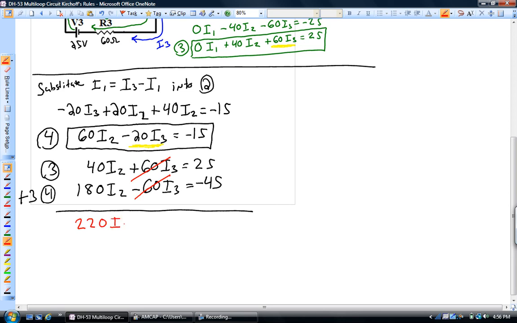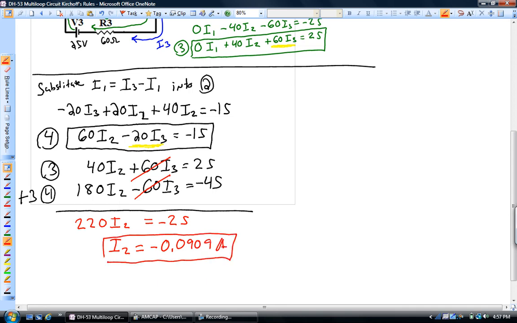And we're going to end up with 220 I2 equals negative 25. Divide both sides by 220, and you should get a current 2 that is equal to negative 0.0909 amps. So we've got one of the 3 variables that we need. We've got current 2. We still need currents 3 and 1, but now it's relatively straightforward, at least comparatively.